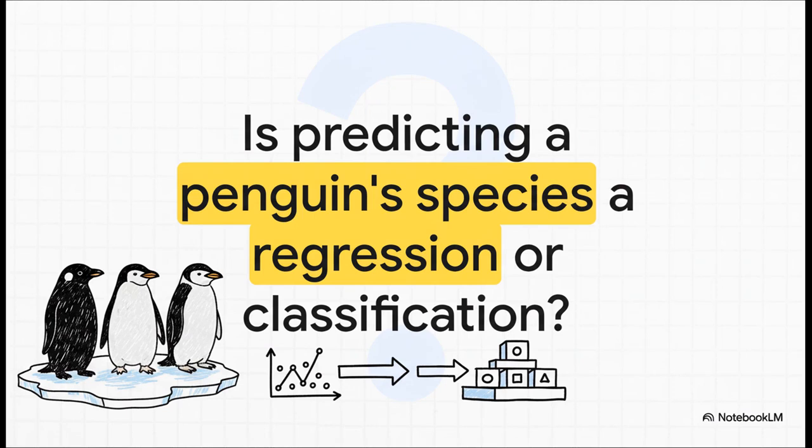All right, quick gut check. Let's say you're trying to figure out a penguin species. Is it an Adelie, a chinstrap, or a Gentoo, based on something like its flipper length? Is that regression or classification? Yep, it's a classic classification problem. You're sorting it into a specific, predefined bucket, not predicting some random number.